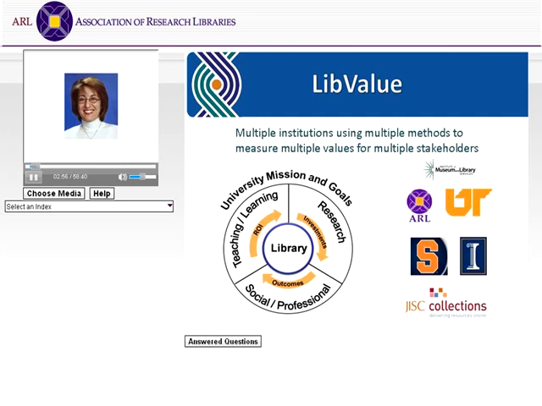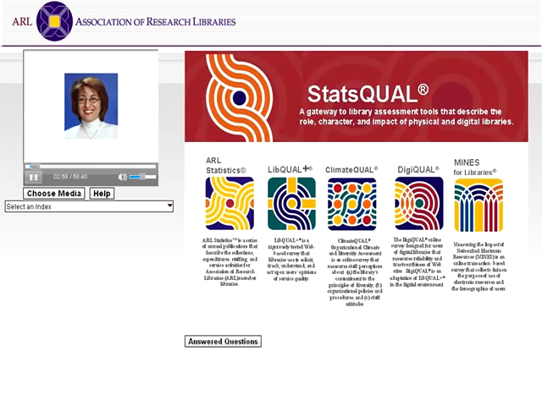For ARL, LibValue is a continuation of the work we have done in the status quo arena. We've tried to bring both quantitative and qualitative data to serve the needs of libraries historically with the ARL statistics, more recently with the LibQual protocol that focuses on the needs of users. We've also developed the ClimateQual protocol that focuses on the internal organizational climate, and we've done work and R&D in the digital library and electronic resources area.